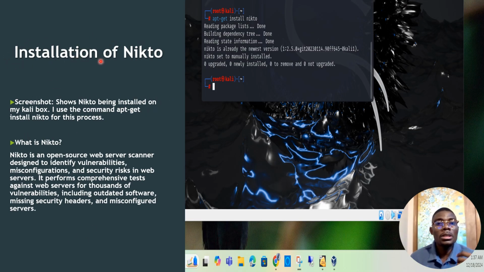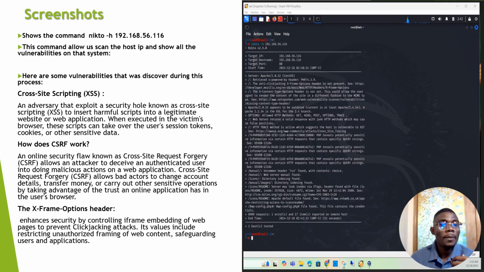So, installation of Nikto. We ran our apt install nikto command, and it gave us this output right here in the screenshot, telling us that we successfully installed Nikto. What is Nikto? Nikto is an open source website scanner designed to identify vulnerabilities, misconfigurations, and security risks in a web server. It performs comprehensive tests against web servers for thousands of vulnerabilities.